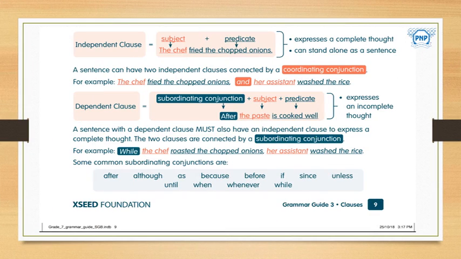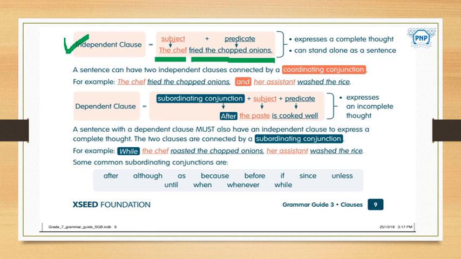You can see a few examples here. First, let's understand independent clause. Subject plus predicate. You can see here the subject, the chef, and the remaining part is nothing but the predicate. We have already seen what subject and predicate are. Subject means one who does an action, and predicate means what the action is, or what that subject has done.